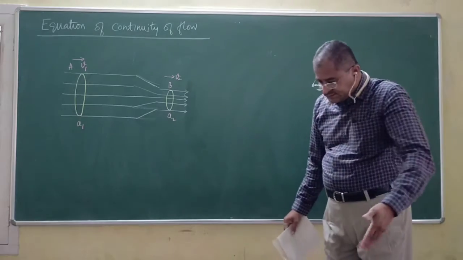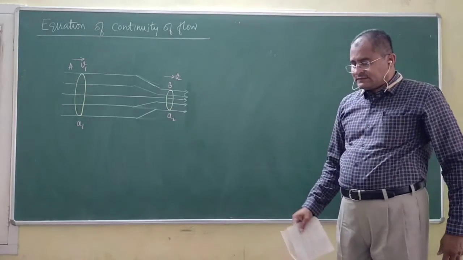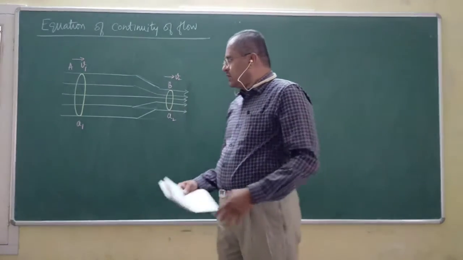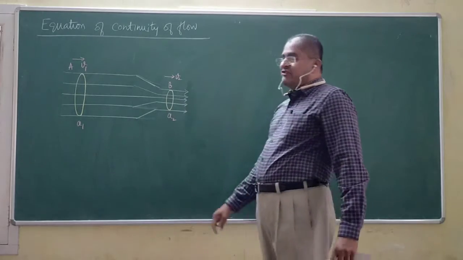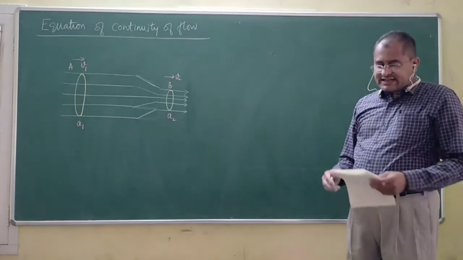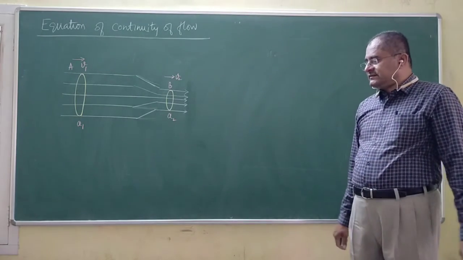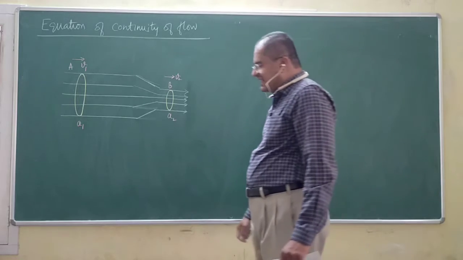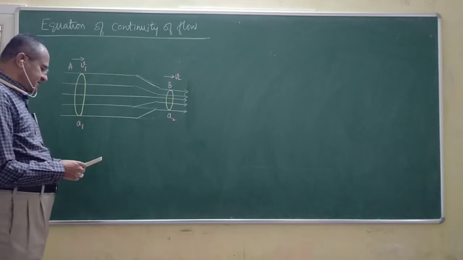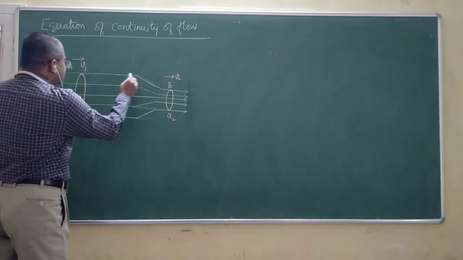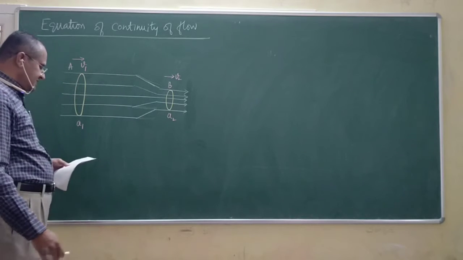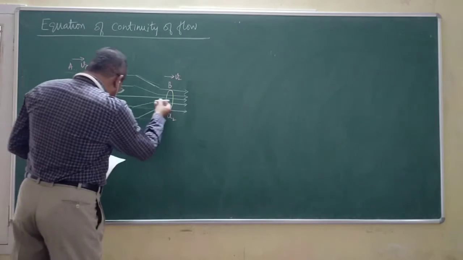We are considering an ideal incompressible fluid in streamline motion along a pipe of varying cross section. I repeat, we consider an ideal incompressible fluid in streamline motion through a pipe of varying cross section. Since the sides of the tube are impermeable, no fluid can flow through the sides, but it can flow in only one direction.